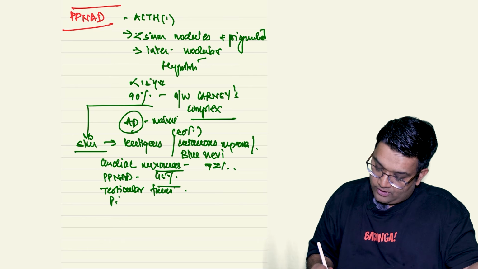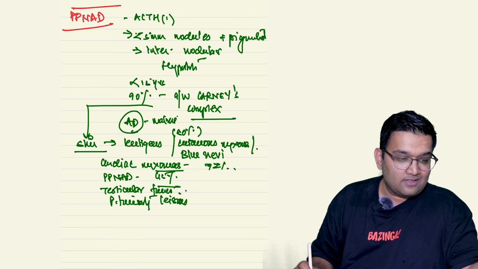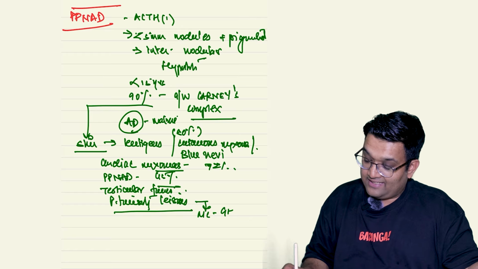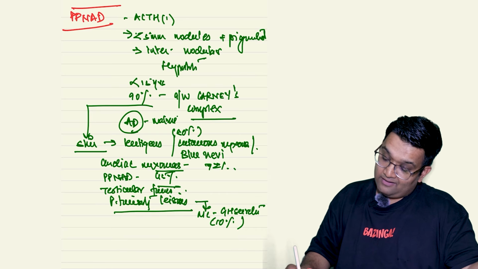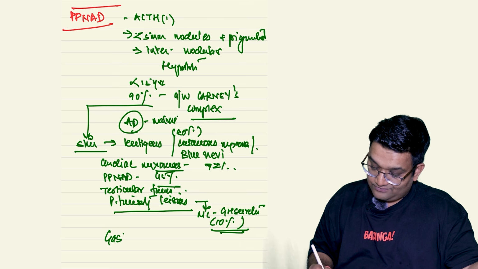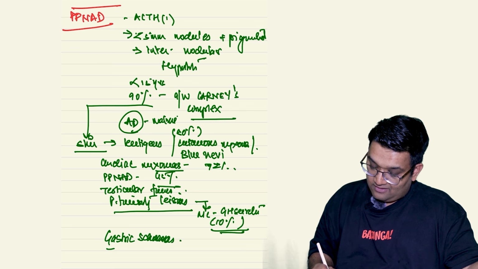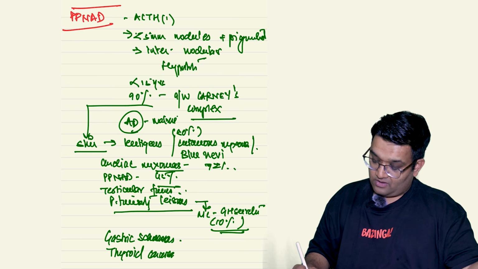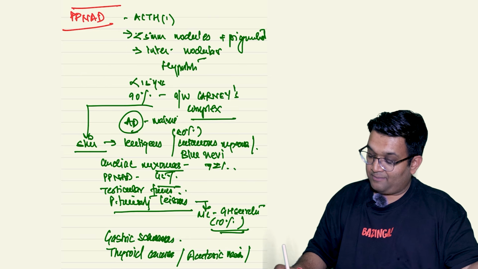Then there are going to be pituitary lesions. This is of importance to us. So the most common pituitary lesion here is going to be GH secretion in 10% of the cases. This is followed by the other causes. There are going to be gastric schwannomas, there can be thyroid related carcinomas, acoustic neuromas, or hepatomas.